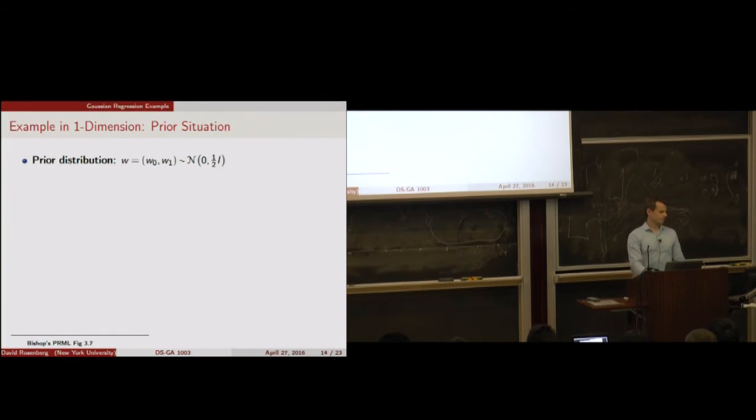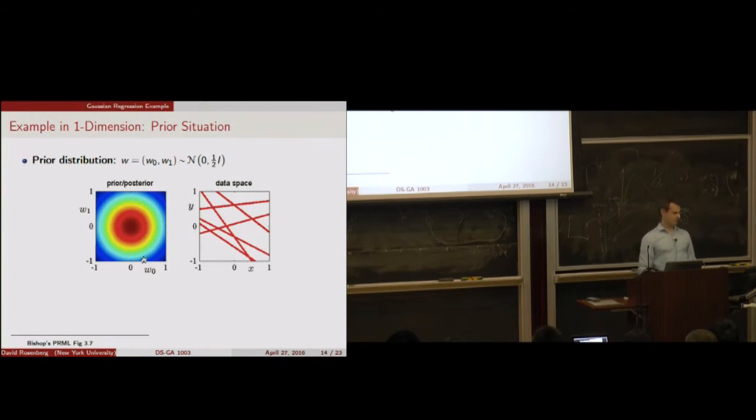Okay. So let's think about the prior first. On the left, we have a picture of the prior distribution on W0 and W1. X-axis is W0, y-axis is W1. Remember, we have two unknowns here that we're interested in, W0 and W1. You see it's censored at 0. And OK, this is a heat map for a Gaussian distribution.